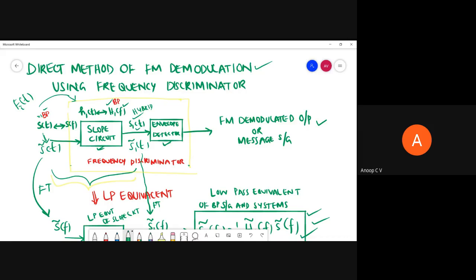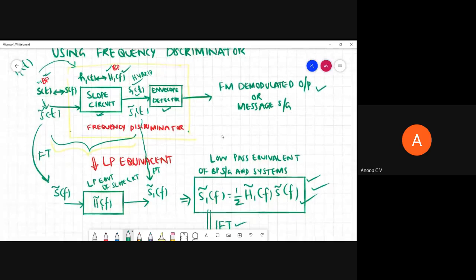The difficult part is analyzing this. You are giving s of t to a slope circuit and getting s1 of t. What is that s1 of t? That we have to find out. For that, we have an issue. This s of t is a band pass signal, and of course h1 of f is also a band pass frequency response. To tackle that, wherever we have signals and systems in band pass, for convenience we can represent them by their equivalent low pass counterpart.